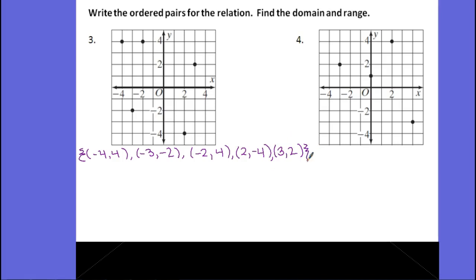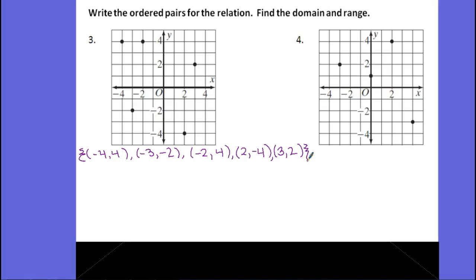So when I ask you to list the coordinate points, I'm asking you to give me the relation like we were given in example 1. So I almost want you to do the reverse of what we were given in 1 and 2. I want to know, okay, what does this look like as a set of ordered pairs?